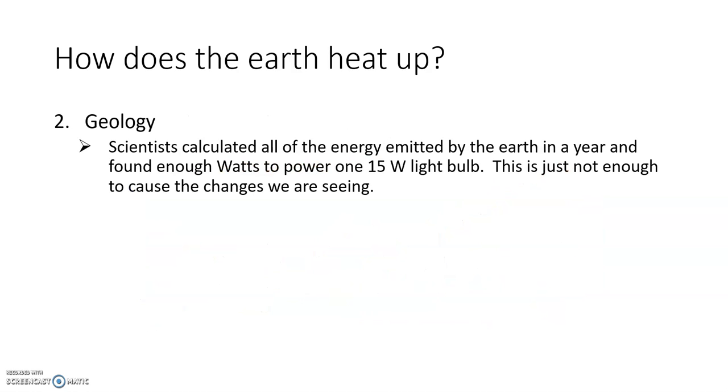Next, what about geologically? The earth is full of energy. We have magma. We studied that in our geology unit. What about the internal part of the Earth? So the energy can either come in from the sun or it can come from the center of the Earth. However, it has been calculated that the energy emitted by the Earth in a year was found to be only enough watts to power one light bulb. This is just not enough to cause the changes we're seeing.